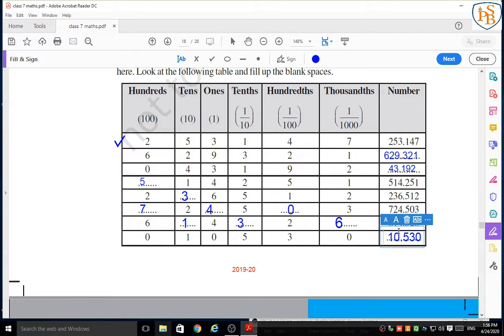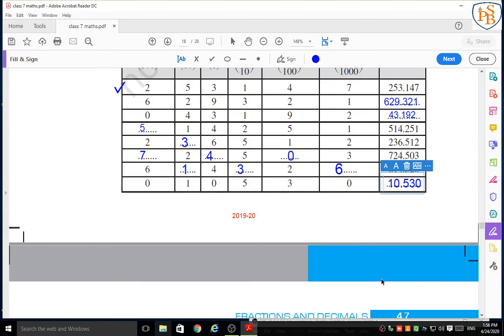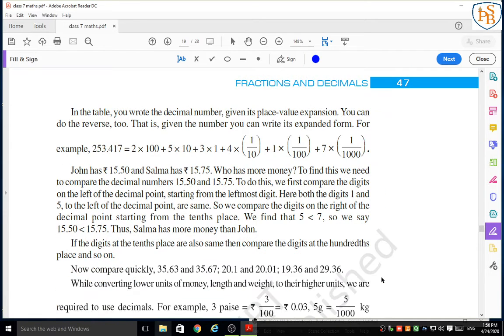Okay, with the help of this we are now going to solve directly. But before that we are going to study place values and some addition and subtraction, which depend upon how we can solve decimal points, how we can do addition and subtraction of decimal numbers. Look here carefully at how we can solve the expanded form of a decimal number.